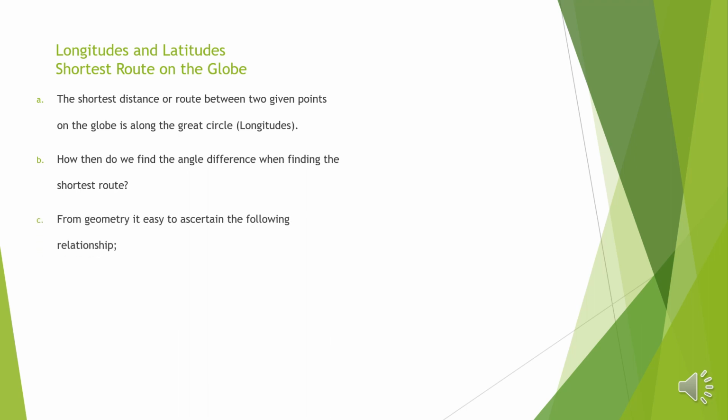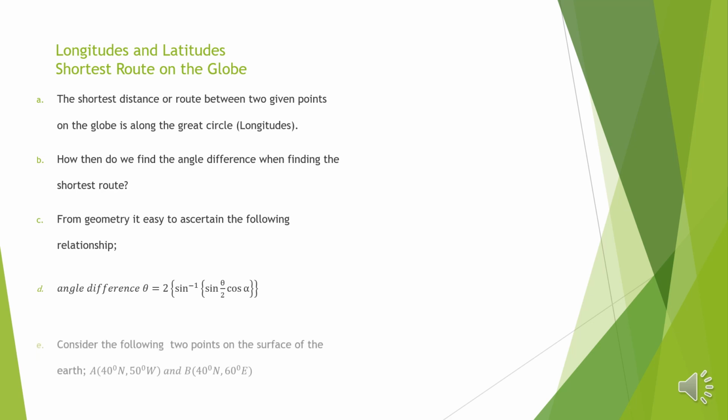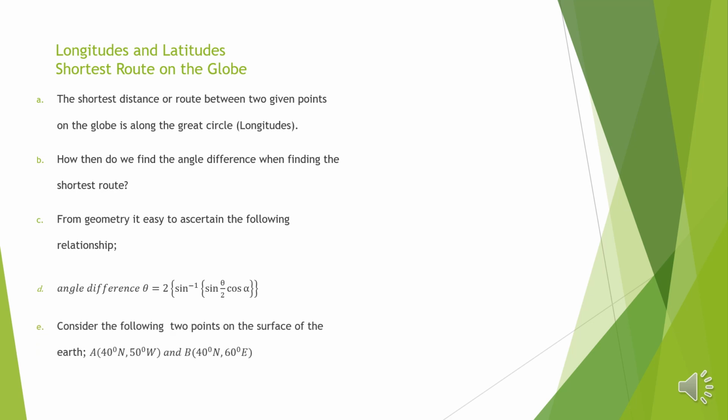Now, from geometry, it is easy to ascertain the following relation, that the angle difference theta is actually twice the sine inverse of the sine of angle difference over 2, times cos theta, and then you multiply by 2. I believe by use of an example, this relationship is going to be well understood.